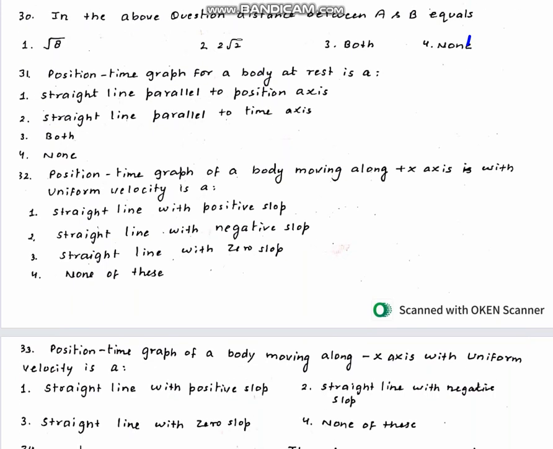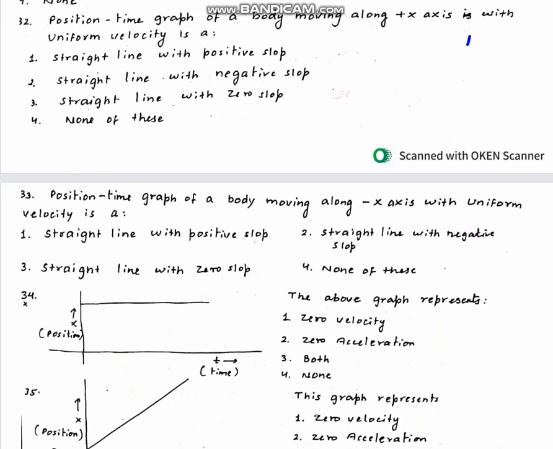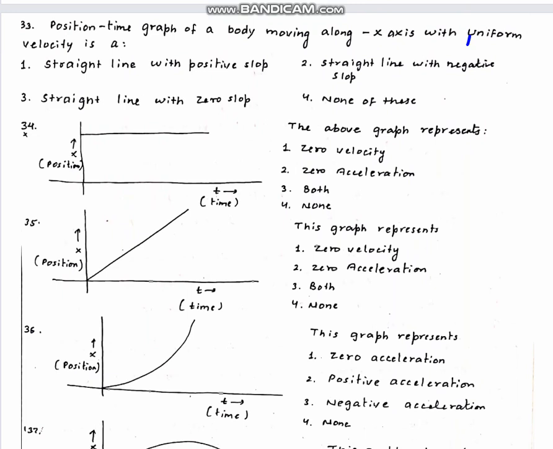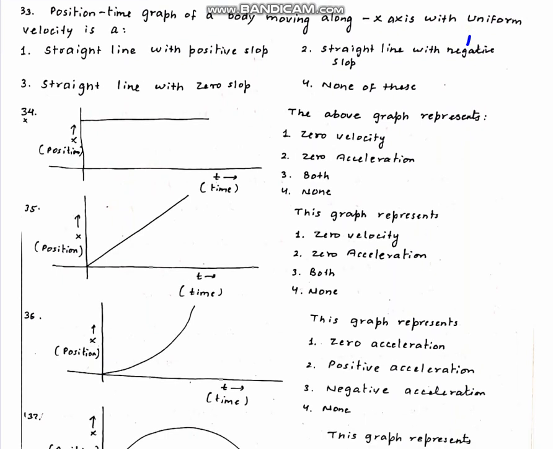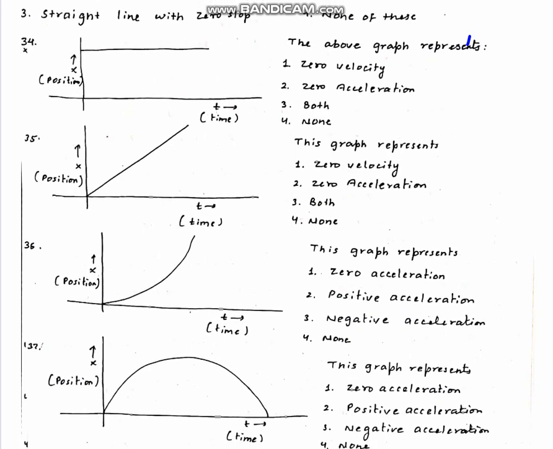Then there is a relation between graph and velocity. Then there is a concept of uniform velocity over there. Then we have the concept of making the graphs from a situation given. Then we have certain graphs given and we have to analyze what physical situation they represent.